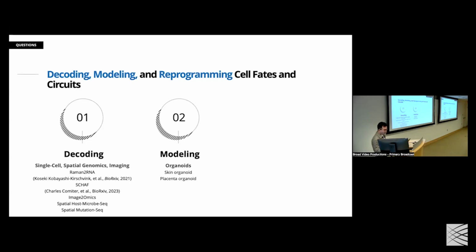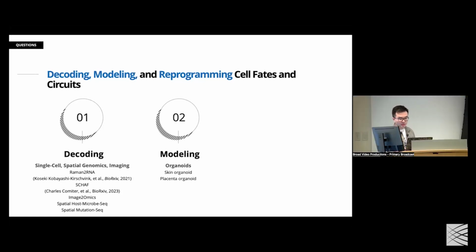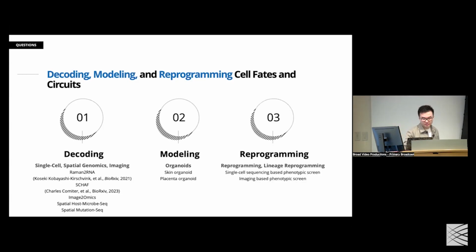And the second part is once we have these mapping tools, how do we actually study a complex molecular or cellular system? So we need to have some better organoid systems. The 2 tissues that we're interested in are the skin organoid and the placenta organoid. But today I'm not going to talk about the organoid work.